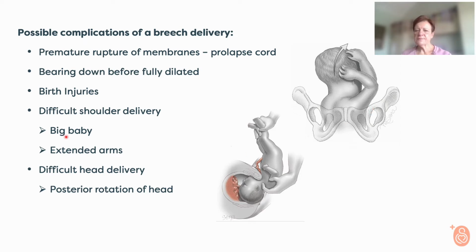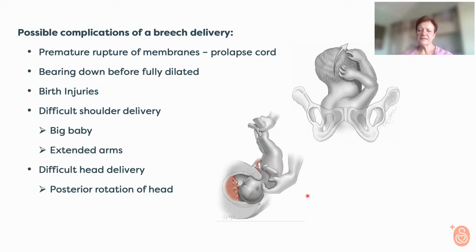So it might be that the very big baby's shoulders are stuck, almost like a shoulder dystocia, or that the arms get extended like you can see here, and then it's not possible to be born. Or a very difficult head delivery. As I've said, usually the buttocks is small, so the legs and the buttocks and the body part of the baby is usually born easily, but then when the shoulders and the head come, we might have problems.